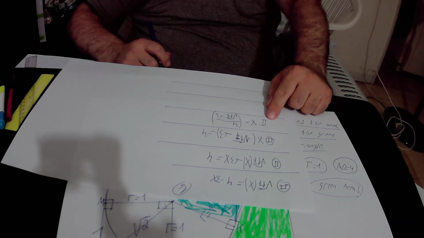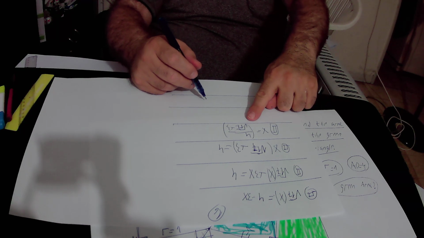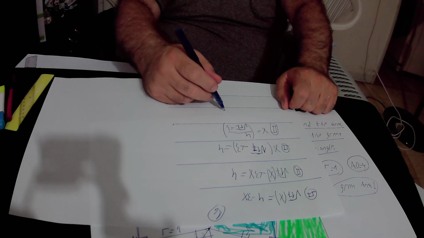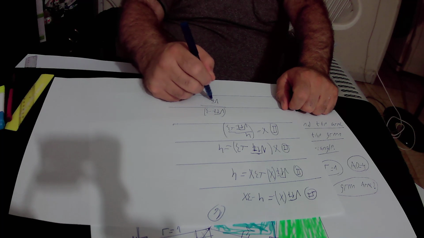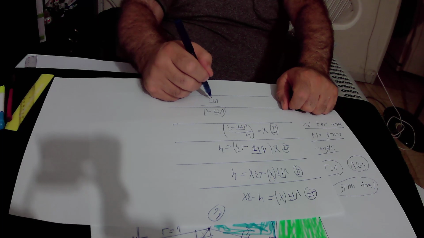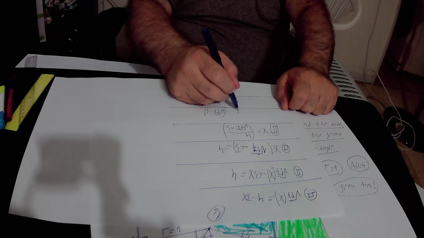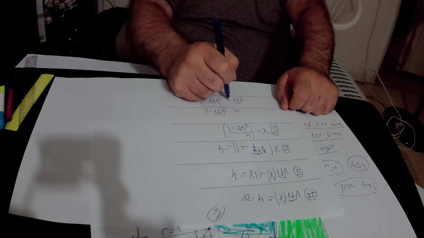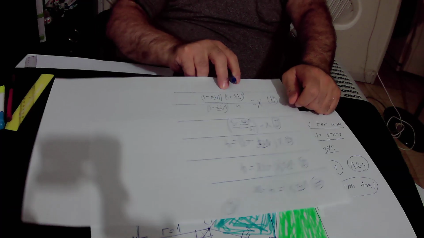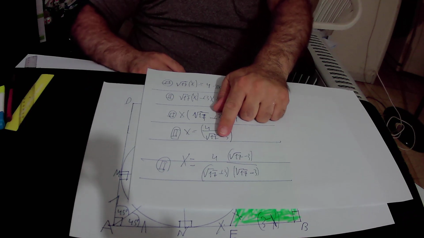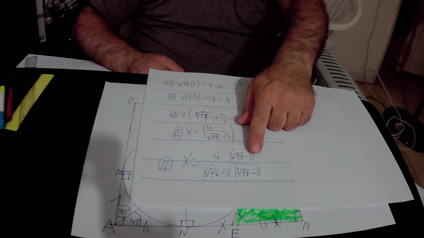Okay? So we found out the value of x. Here we multiply x by square root of 17 minus 3, and then we will divide it by square root of 17 minus 3. So we will get square root of 17 minus 3 over square root of 17 minus 3. When you multiply and then divide something by an expression, you didn't change anything. So, we actually found out that x equals 4 times square root of 17 minus 3 over square root of 17 plus 3 times square root of 17 minus 3.